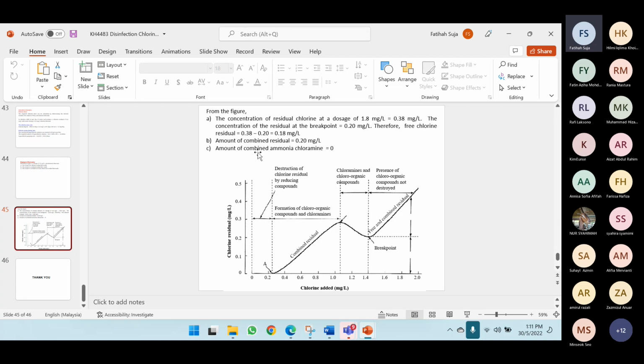Okay. Amount of combined ammonia chloramine. Finally, it will achieve this breakpoint, and there is no more ammonia chloramine. Maybe some of the chloramine has formed nitrogen gas. Finally, there is no more ammonia chloramine. So what you have here is only the presence of chloroorganic compounds, not destroyed. So the amount of combined ammonia chloramine is 0 here. Okay, maybe the chloramine has been used to produce nitrogen gas.